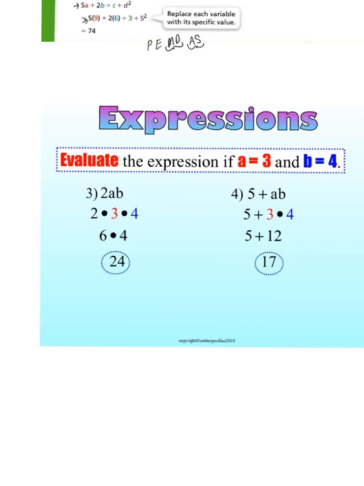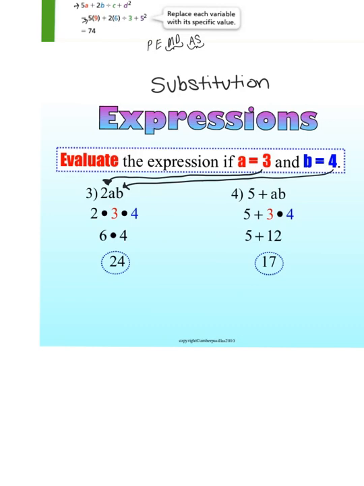Looking below at these expressions, it says evaluate the expression if A equals 3 and B equals 4. So on this first problem, you have 2AB. So you have to take the number that they give you for A and put it into the expression. You also have to take the number that they give you for B and put it in the expression. So we are using substitution. We are placing the number in for the variable.